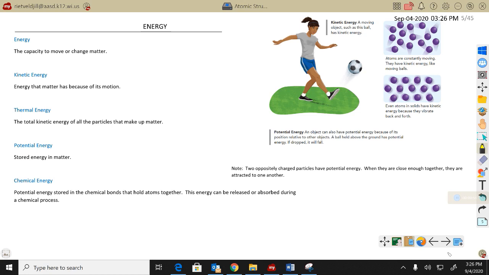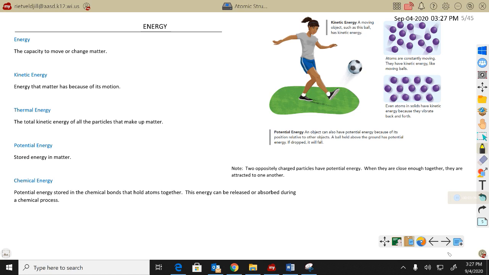Potential energy is stored, and maybe most important is chemical energy, or at least important to us in chemistry. This is a potential energy that's stored in chemical bonds. It's the bonds that hold the atoms together, and it's really cool because if we want to break bonds and have some kind of a chemical change, then we have to add energy. Energy has to be absorbed in order to break bonds. And if we form new bonds, energy is released. That's a concept that we'll talk about quite a bit this year.